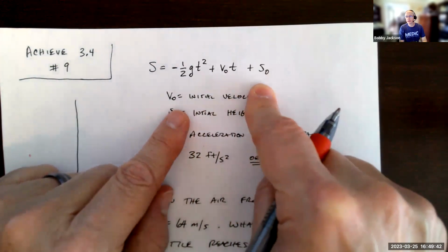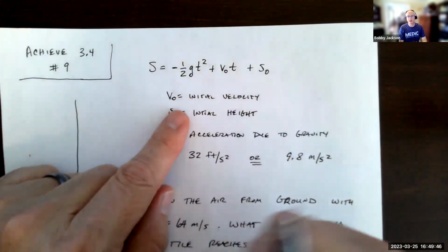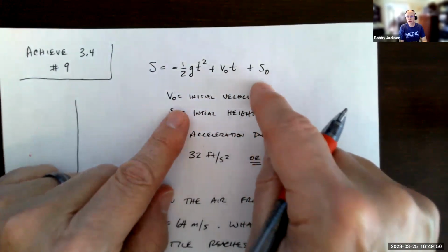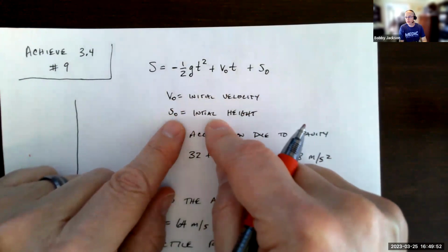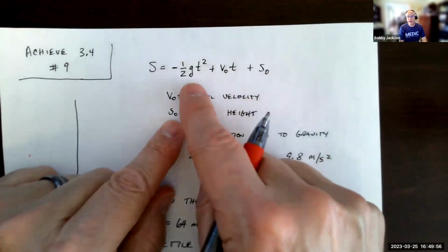S sub 0 is the initial height of the object above ground level. So ground level, S is 0. If you're, say, 100 feet above ground initially, then your S sub 0 would be 100 feet. Again, the measurements could be in feet or meters. And that depends on G.